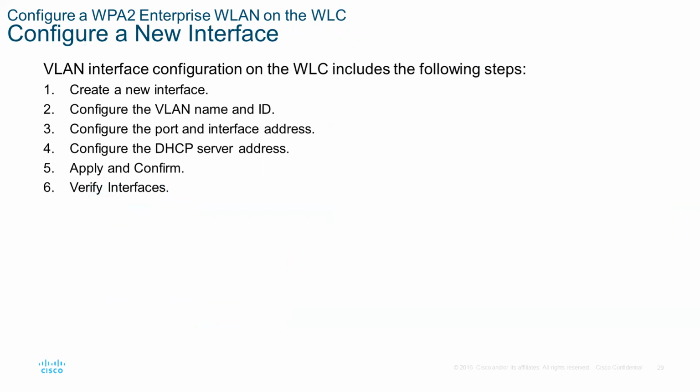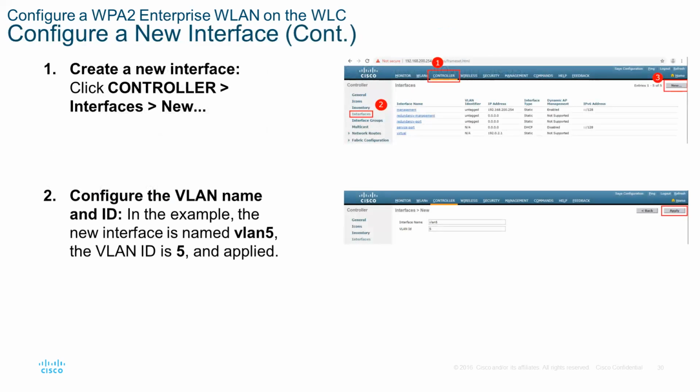Now let's get back to the wireless controller. Again, we need to go through, configure the interface, the VLAN ID, the ports, DHCP server addresses, and make sure everything's working. So we want to set up a new controller, and under the controller menu we want to go to interface and select new, and then give it a name and a VLAN ID. So in this case we're applying VLAN 5 and we're calling it VLAN 5.